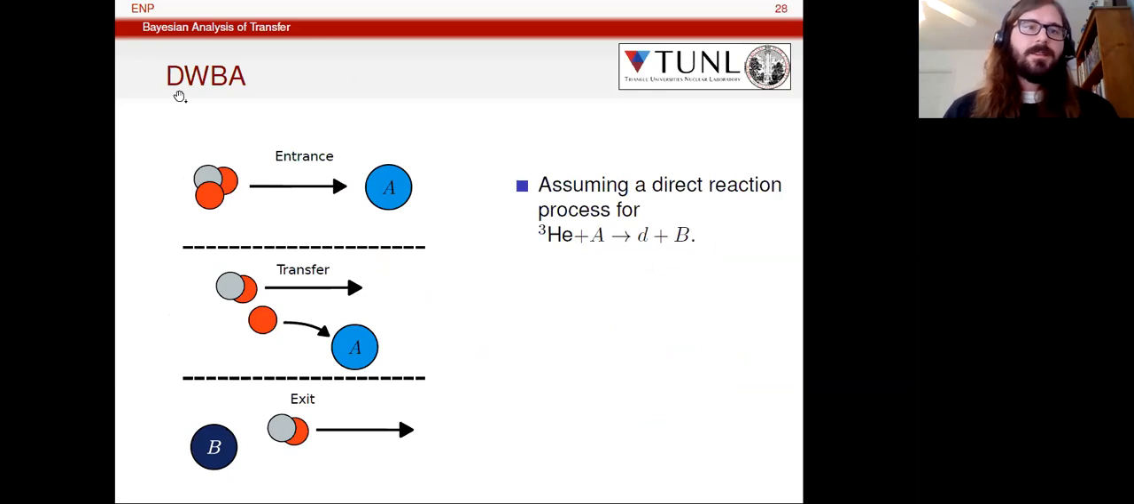Okay, and so DWBA stands for the distorted wave Born approximation. And in this case, we're assuming a direct reaction process where a helium-3 particle comes in, transfers a proton, and then a deuteron exits on some nucleus A, and then nucleus B, which is A plus the proton.